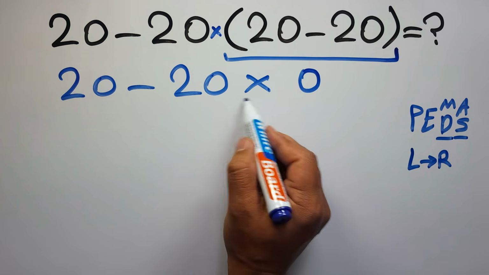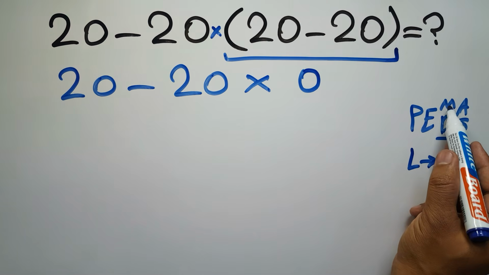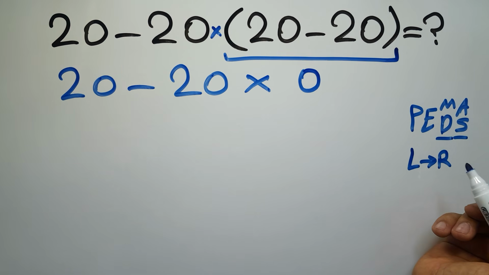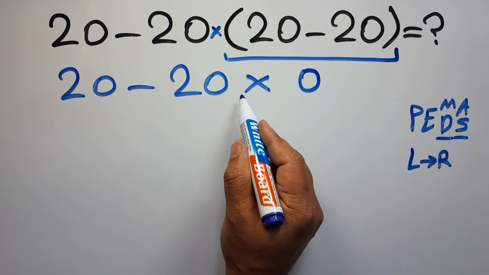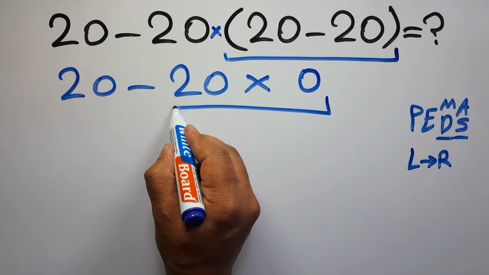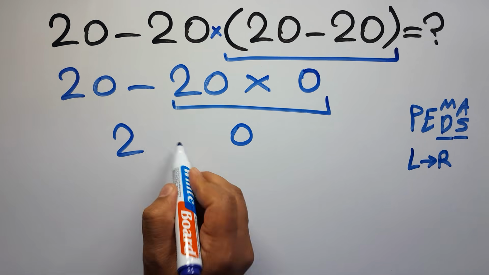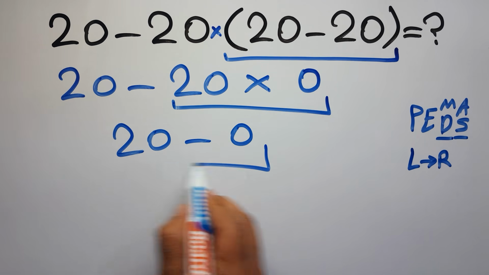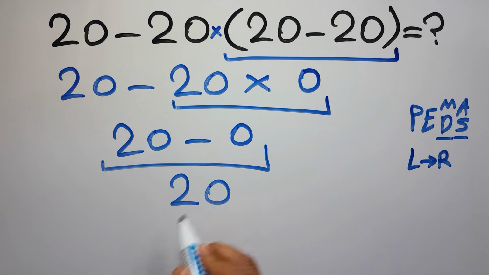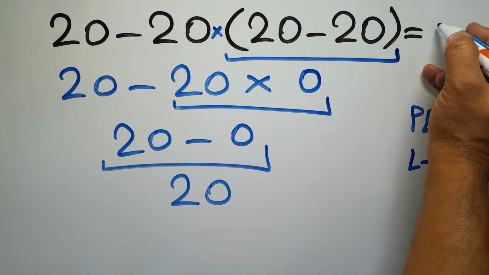According to PEMDAS, multiplication has higher priority than subtraction because multiplication comes before subtraction. So here, first we have to do this multiplication. 20 times 0 equals 0. So we have 20 minus 0, which is just 20. And this is our final answer to this problem. The correct answer is 20.